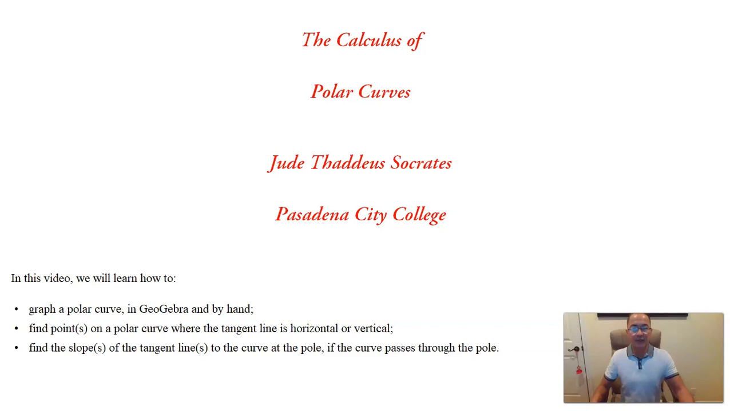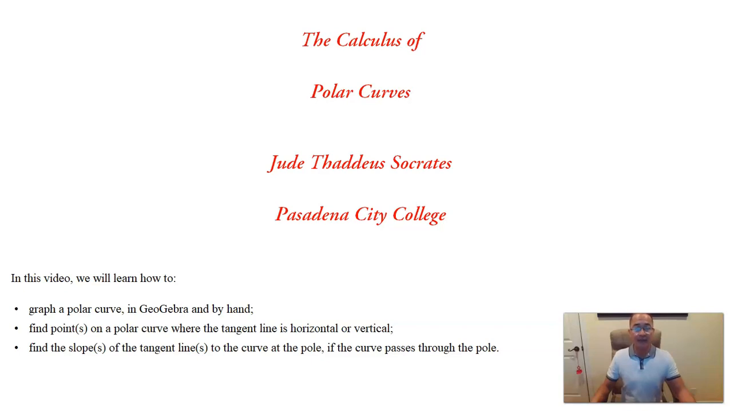So in our previous video, we learned how to plot points in polar coordinates and how to navigate the polar coordinate system. Today we're going to learn how to graph the curves produced by polar equations. We will look at curves determined by a function like r equals f of theta, and we are going to find points on these curves where the tangent lines are either horizontal or vertical.